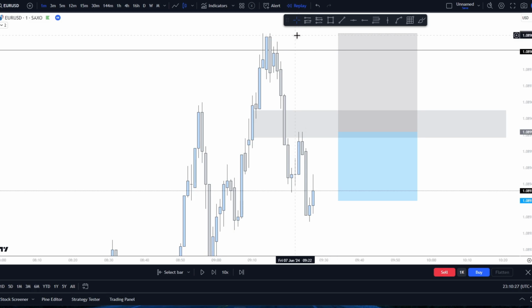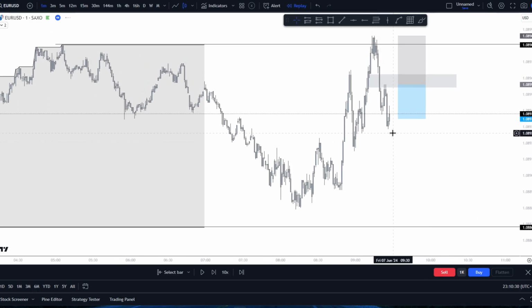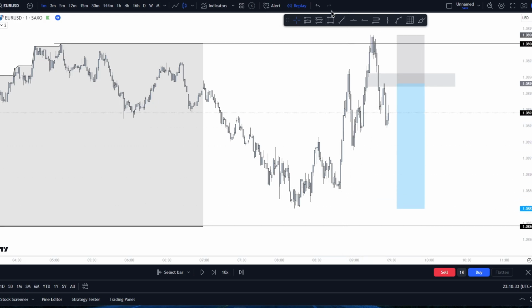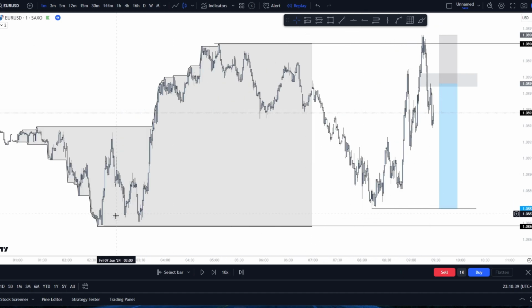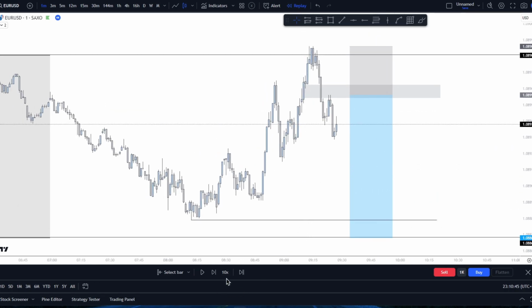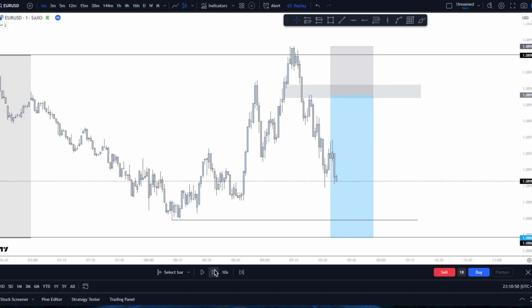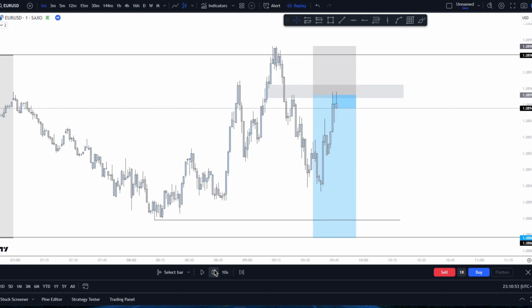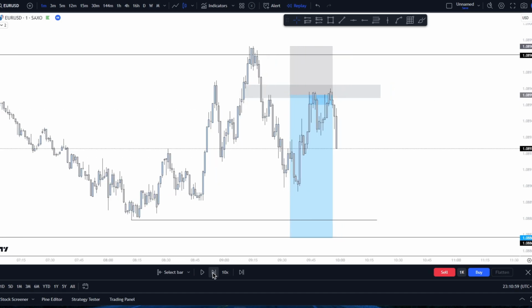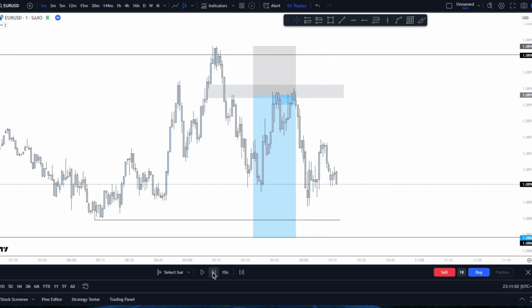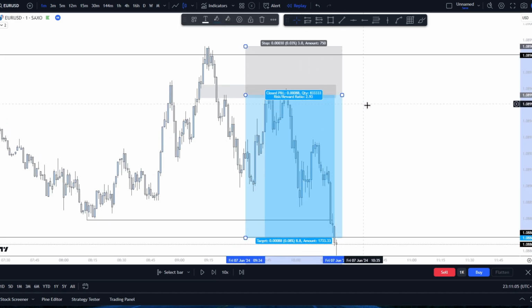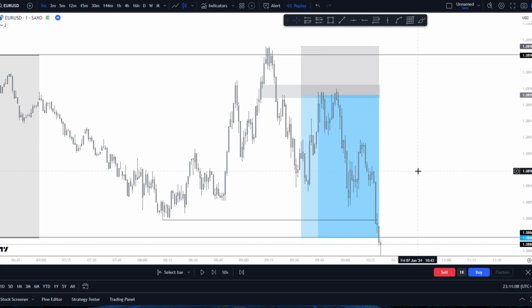So I'm putting a limit order here. Stop loss above the swing high. Take profit either 2R or some form of liquidity, for example this low or Asian low if it hasn't been taken out yet. We got tagged in. And we hit TP. Let's go to another example.